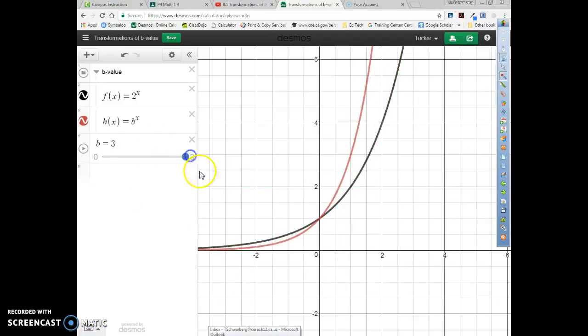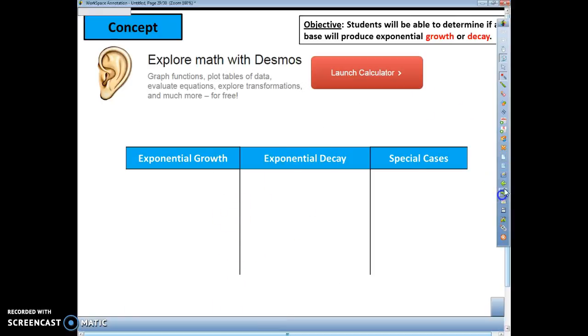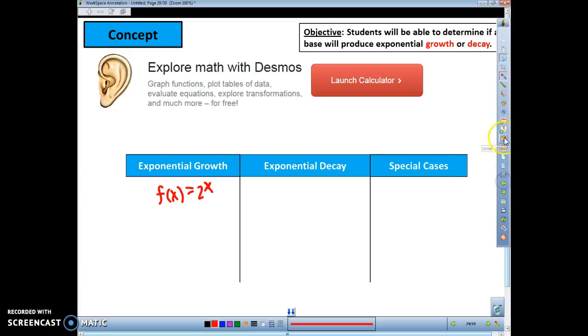Additionally, let's go ahead and bump it up to 3. So notice f of x equals 3 to the x. That this still, right, is exponential growth. So I have, let's say, g of x equals 3 to the x. Okay, so those are all exponential growth.